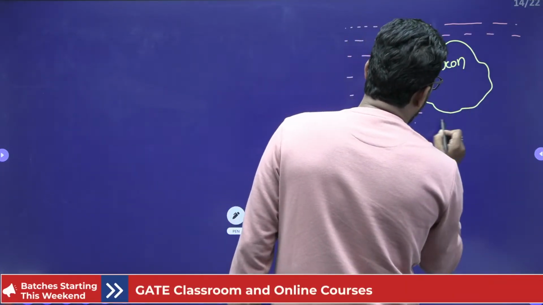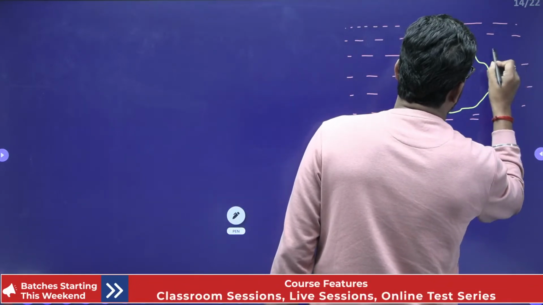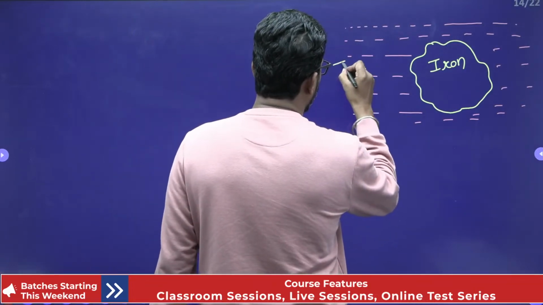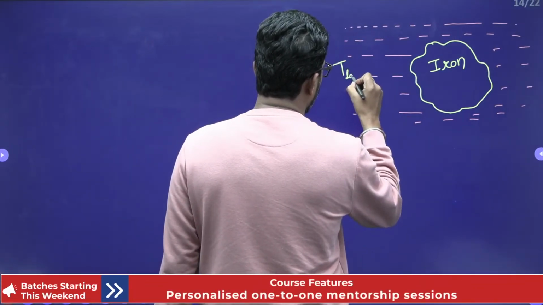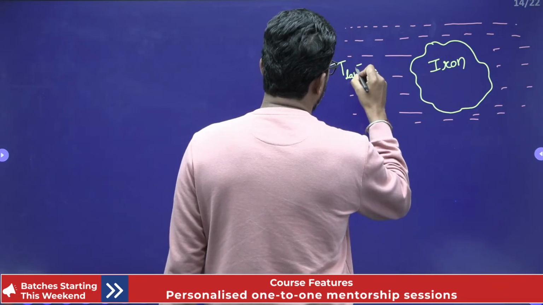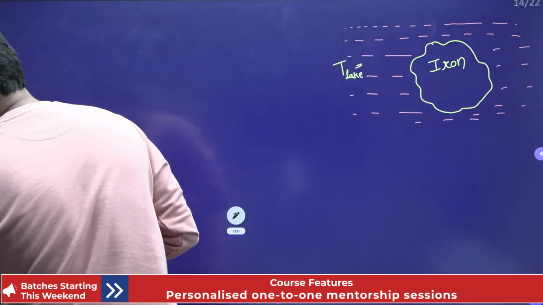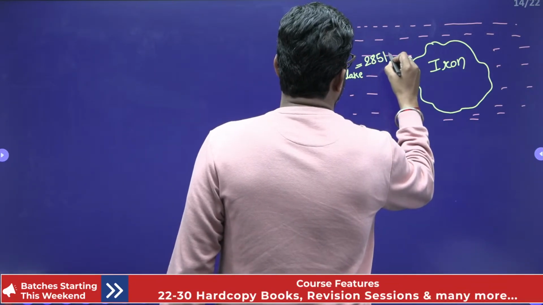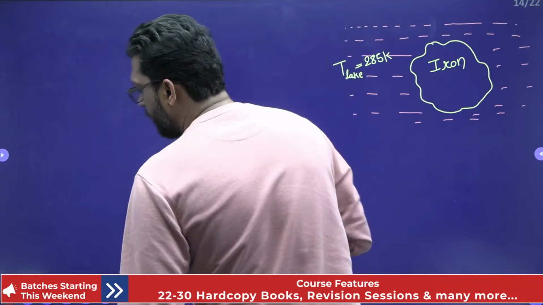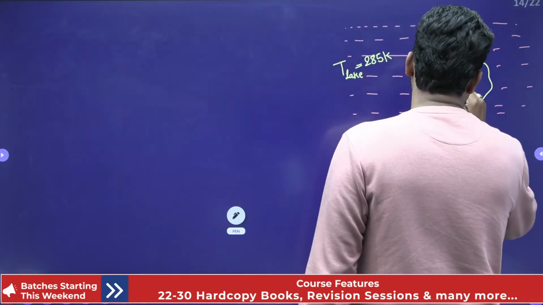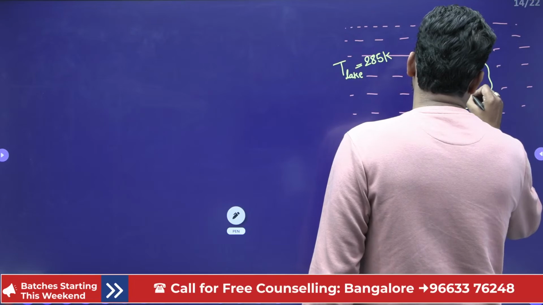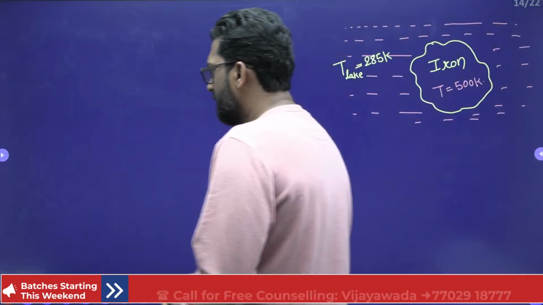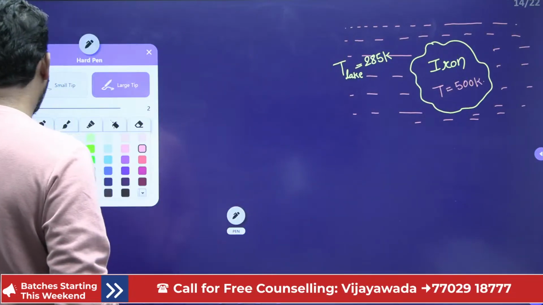Now think, what happens during this? Why? Because this lake has a temperature. What is the temperature of the lake? The temperature of the lake is 285 Kelvin. What is the temperature of the iron block? 500. This is given.